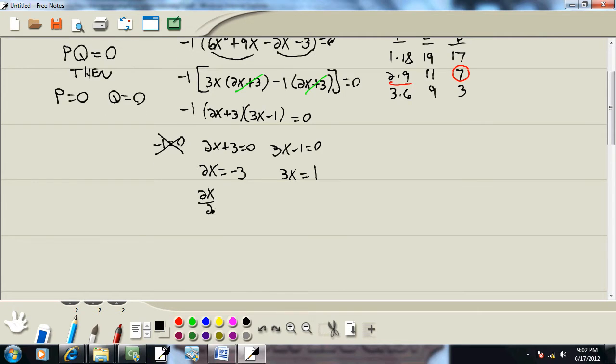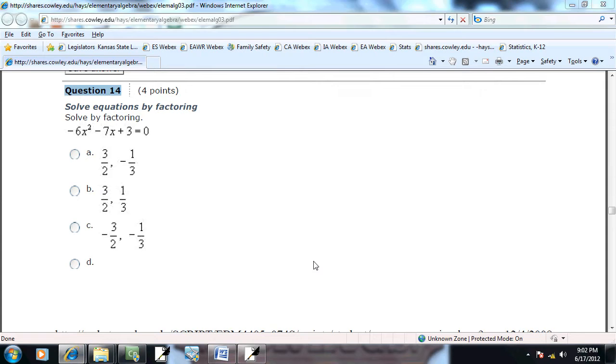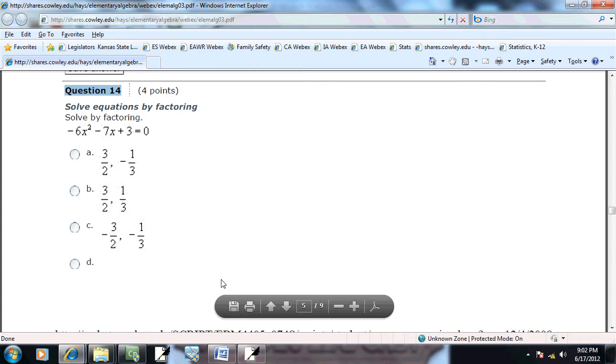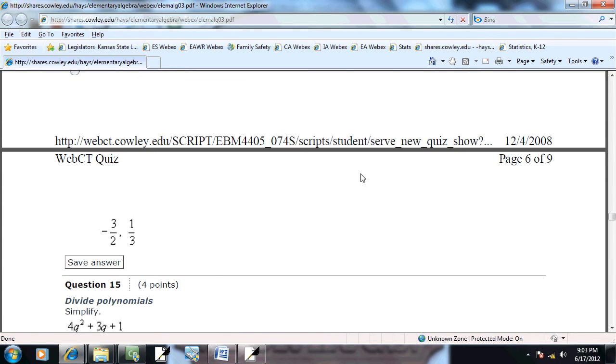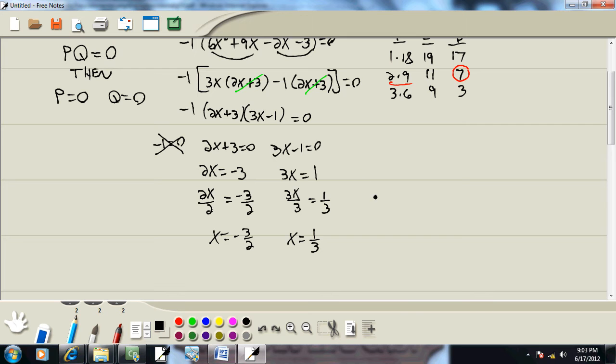Divide both sides by the number in front of your x, which is 2, and that gives us x equals negative 3 halves. For this one, divide both sides by 3, and we get x is equal to 1/3. Negative 3 halves, positive 1/3 would be D as in David. And that's our answer.